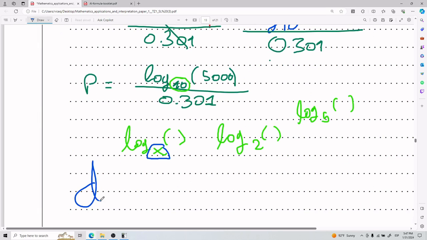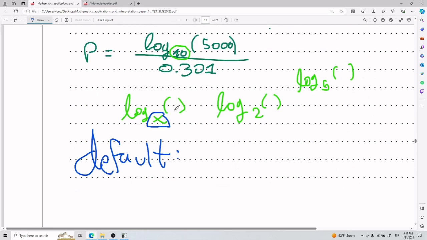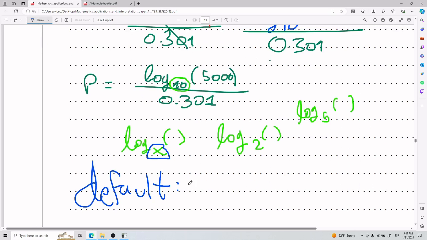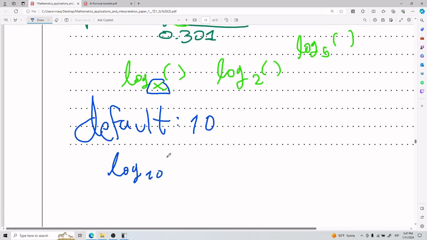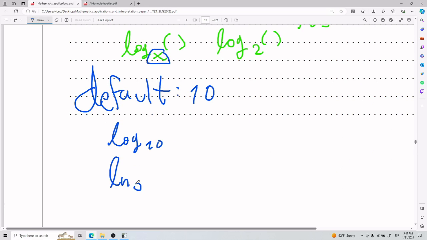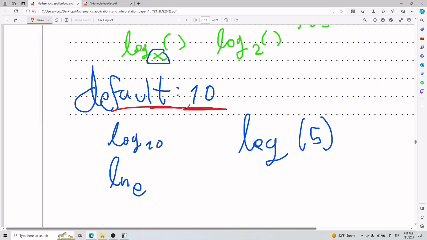Now the default, like what comes from the factory, is always going to be 10 for log. So for log, the default is 10, and for natural log, the base is e. That's just your defaults. So when in your calculator, for example, you write log 5, it is assumed, because it is the default for log, that there's a hidden 10 here.